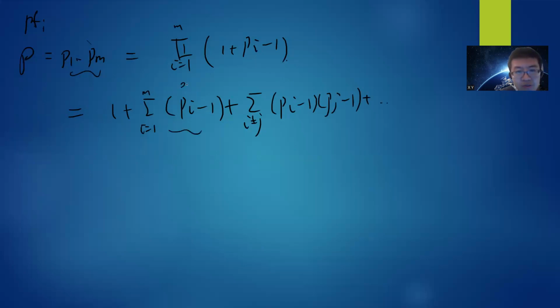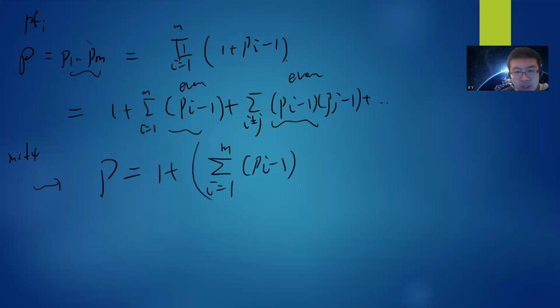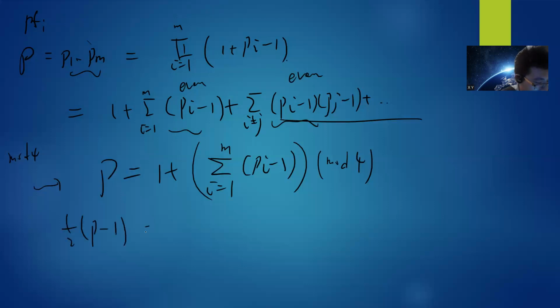And then we know that this guy is even, and the higher terms are even. So if you mod 4, then you get p is 1 plus the sum over i from 1 to m of (p_i - 1) mod 4, because all these higher terms are like 2 times 2. So you get half of (p - 1) equals the sum over i from 1 to m of half of (p_i - 1) mod 2.